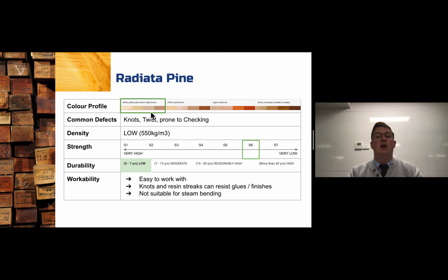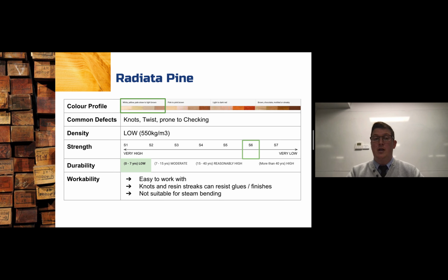If your client has light coloured furniture at home, you probably want to use some light coloured timber to match in with it. If you are trying to use some contrasting timbers, you would need to pick a timber from outside of the light colour. Maybe you go really dark or even reds to try and get a colour that's going to contrast the lightness from Radiata Pine.